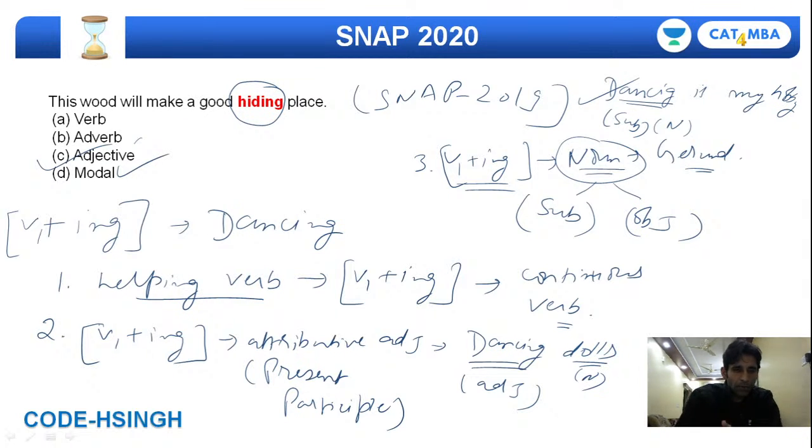So the idea is that the ing form can play all these roles. In this case it's playing the role of an adjective, so it's the present participle ing form of the verb, and that is the answer, C option. Okay, moving on to the next question.